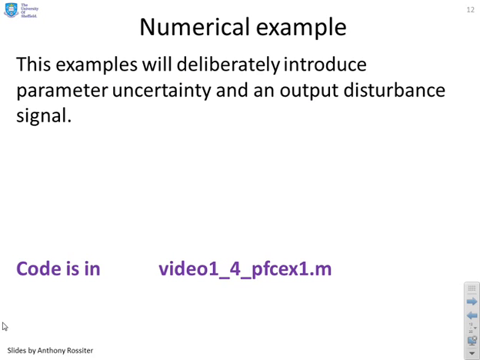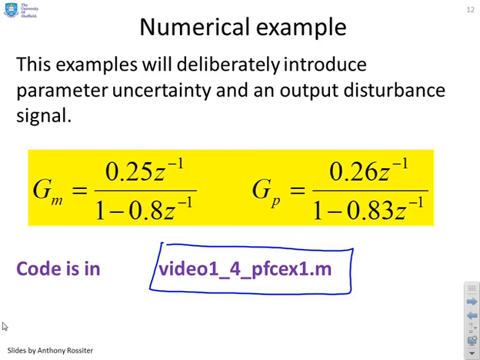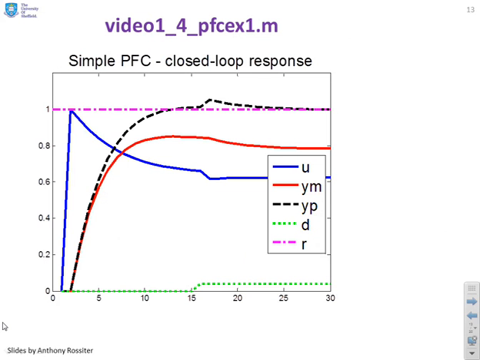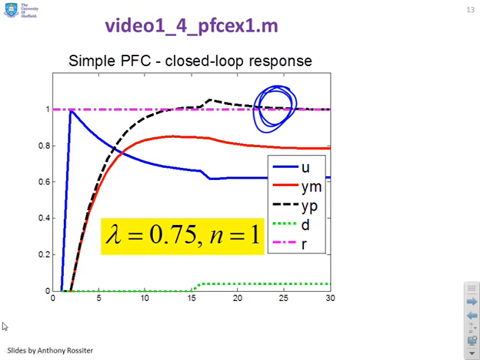So we'll do some numerical examples to do this, and then we'll do a direct proof in a minute. So the code is in this file here if you want to go and look at it, video1_4 pfc-ex1. And you'll notice we've got a model, and we've got slightly different parameters in our process to represent model uncertainty. So if I run the simulation, here we go, lambda equals 0.75, n equals 1. What do you notice? I've got offset-free tracking. So there must be an integrator in there.